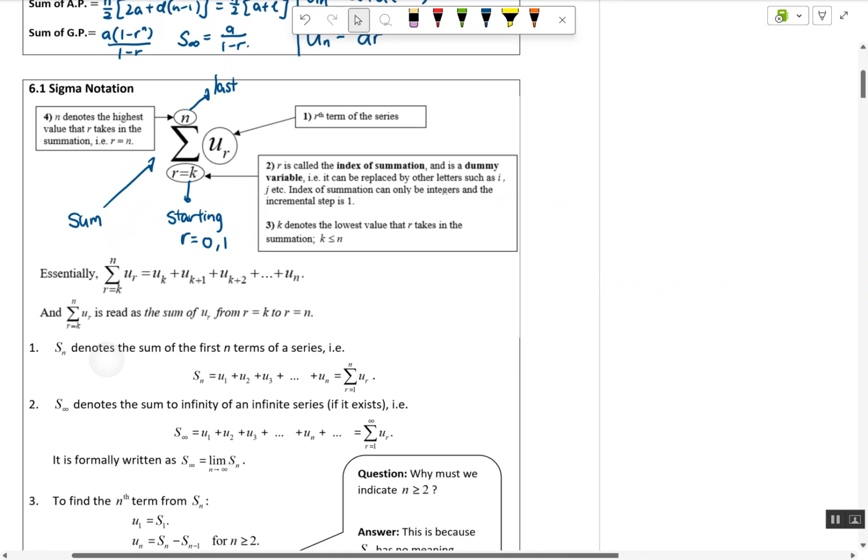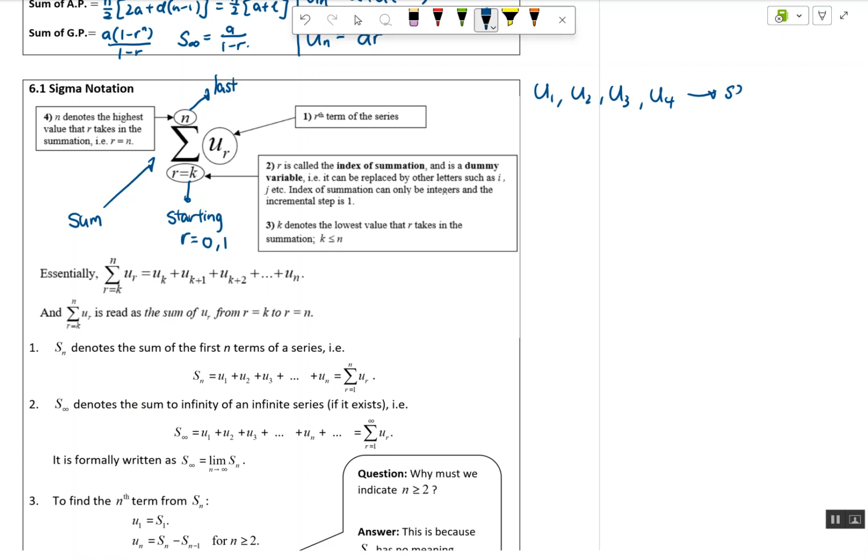Now what does this mean? Remember that U1, U2, U3, U4 are all sequences. A sequence is a set of numbers with a certain relationship between them. Now a series: if I want to sum U1 plus U2 plus U3 plus U4, in the previous chapter we put it as S4, the sum of the first 4 terms. In this chapter, where we introduce a summation sign, it is the same as saying the summation of Ur, which is always in terms of r.